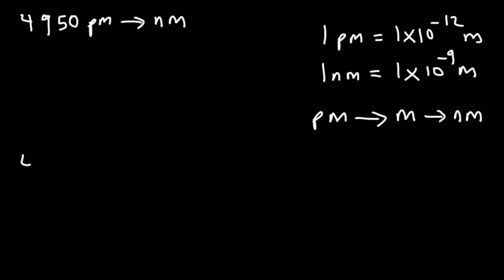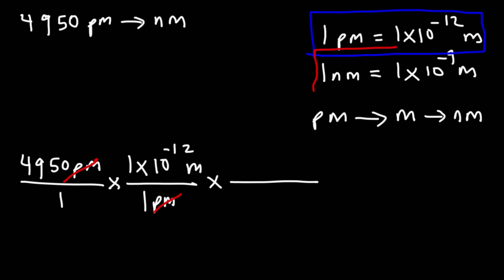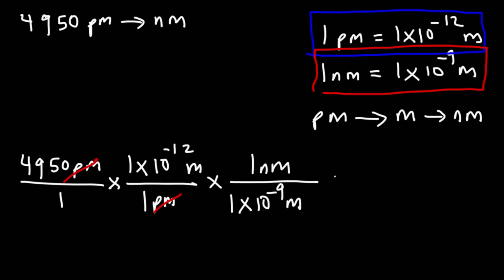So let's begin. Let's start with what we're given. 4950 picometers over 1. And then let's convert that to meters. So let's use this conversion factor. So we have 1 picometer and then 1 times 10 to minus 12 meters. So we can cross out these two units. Now, using the second conversion factor, let's convert meters to nanometers. So we're going to put meters on the bottom and then nanometers on top. So now let's do the math.